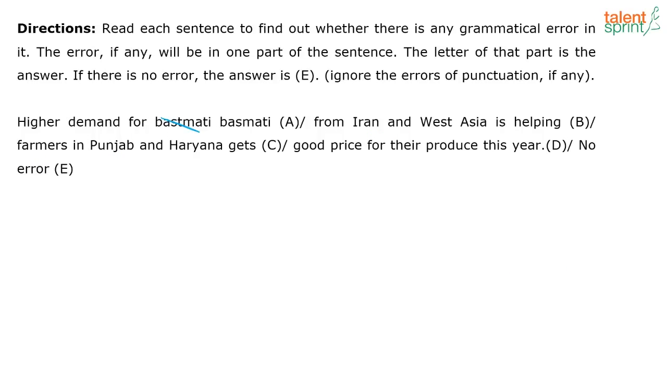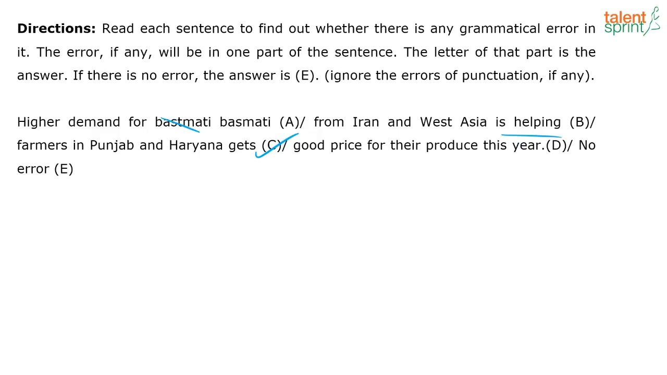Higher demand for basmati rice from Iran and West Asia is helping farmers in Punjab and Haryana gets good price for their produce this year. Where is the error? As soon as you read it, you know where the error is. The error is in part C, right? Obviously. Because why? You have another helping, the clue word there.